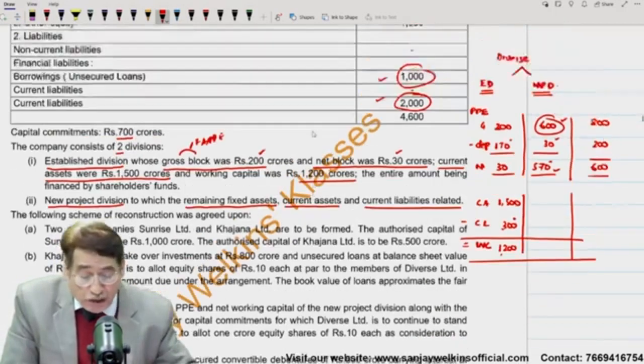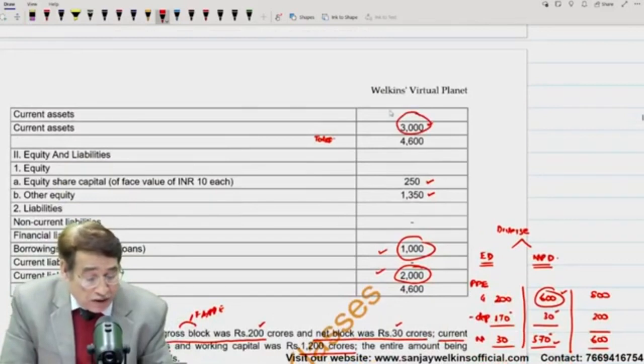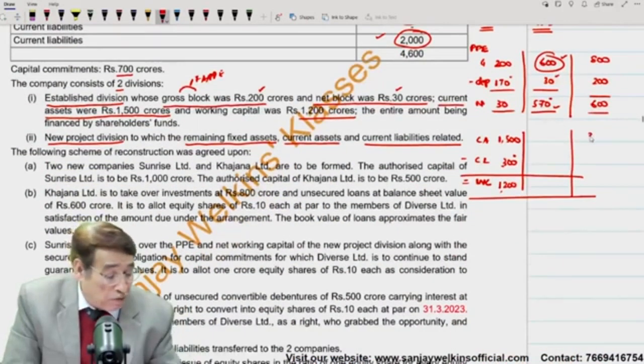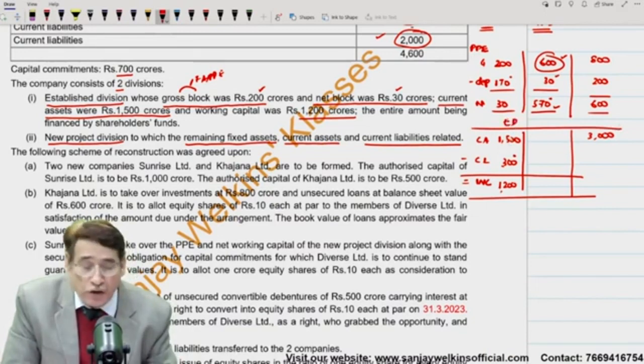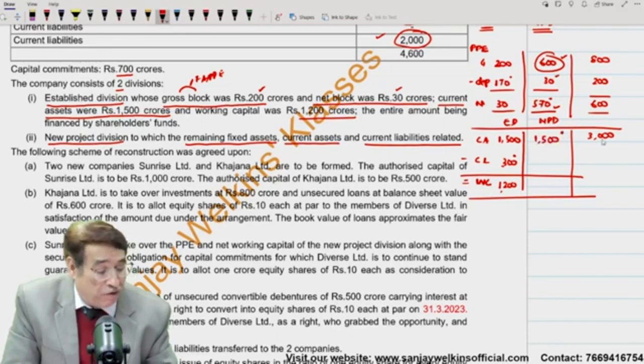Likewise, now first we will have a look at the current asset. Current asset given in the question, as you can see, is 3000. Is it clear to you? Total current asset is equal to 3000. This column is of total. Out of total current asset, the establishment division is having 1500 worth of current asset. So quite obviously, the new project division must be having current asset of 1,500, the difference of 3,000 and 1,500.